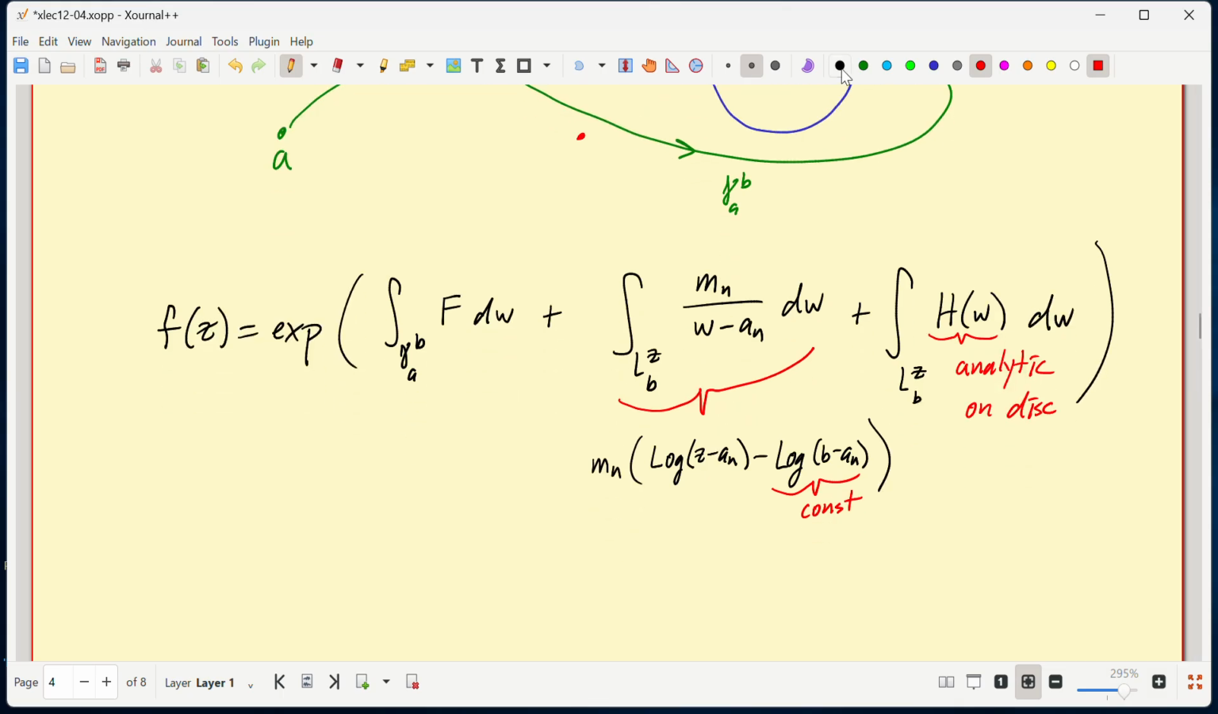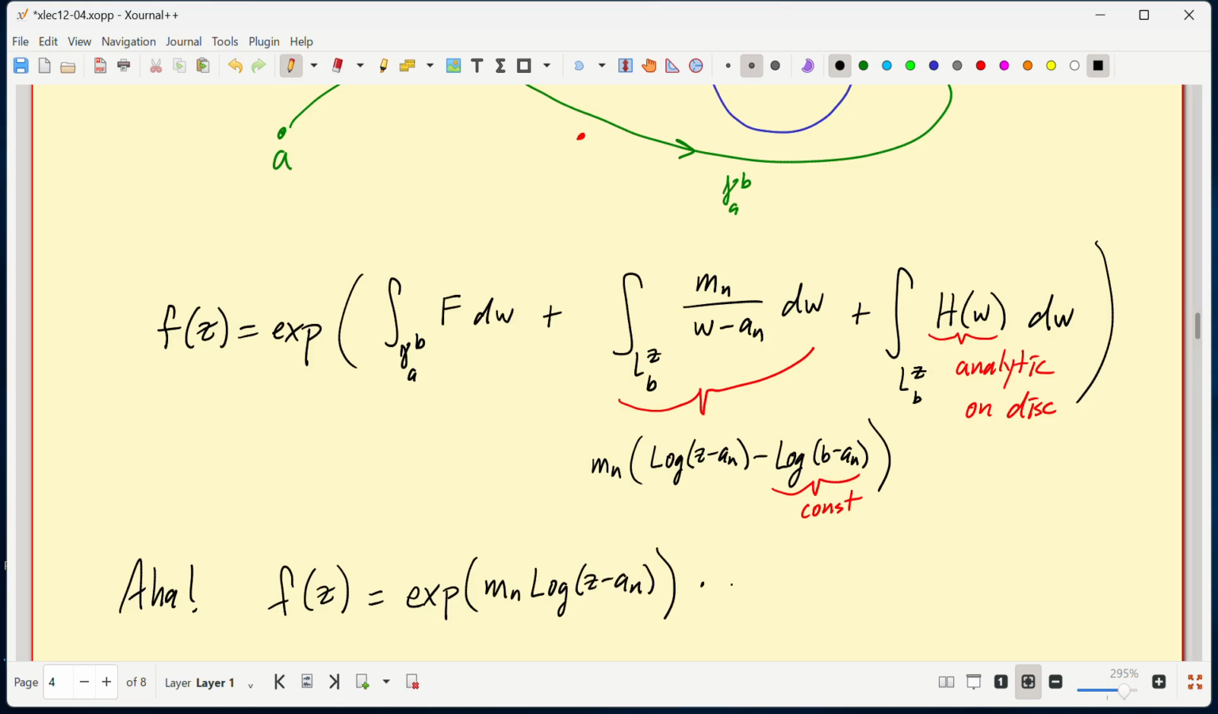And so the aha moment here is f of z. Let me pull out the part I care about. That would be the exponential of mn times log of z minus an, times the exponential of an analytic function, when I put the constants and other stuff together. That last integral there is an antiderivative for that capital H.